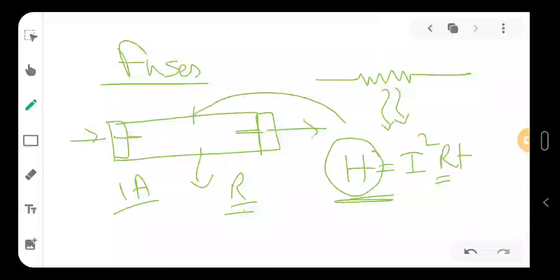We have fuses of 5 amp, 2 amp, 15 amp, like that. Most of the equipments also have a fuse nowadays, so you can check your equipments. There is a small piece of glass with 2 caps, up and down, and a small thread inside. That is a fuse, and it works like that. So today we have learned these things.